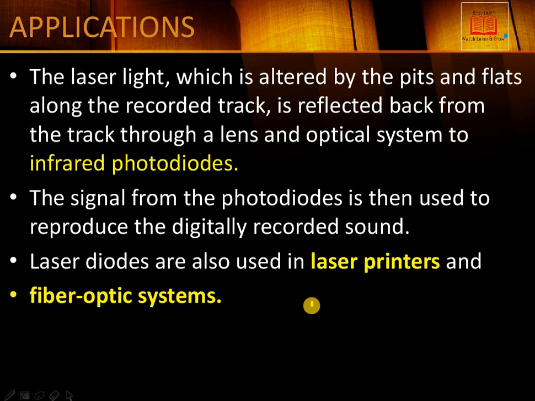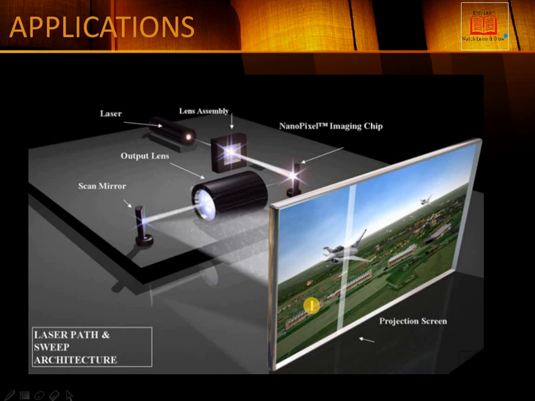Laser diodes are used in laser printers, fiber optic systems, and laser projectors, as well as other applications. I cannot explain all the applications here, these are just a few. So this is a laser, and the starting point is the laser. We can change the laser with the help of optical lens processing units, and by passing through them, ultimately a wide, zoomed image is obtained, which is projected on the screen.